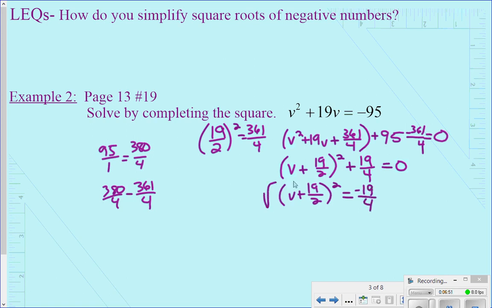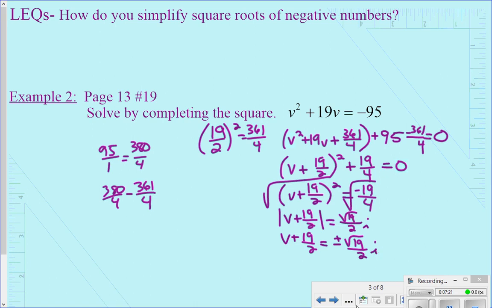And now I'm ready to take the square root of each side. The square root of something squared is the absolute value. And the square root of negative 19 fourths gives me the square root of 19 over the square root of 4, and the square root of 4 is 2, and there's an i because of the negative. So then v plus 19 halves is equal to plus or minus the square root of 19 halves i.